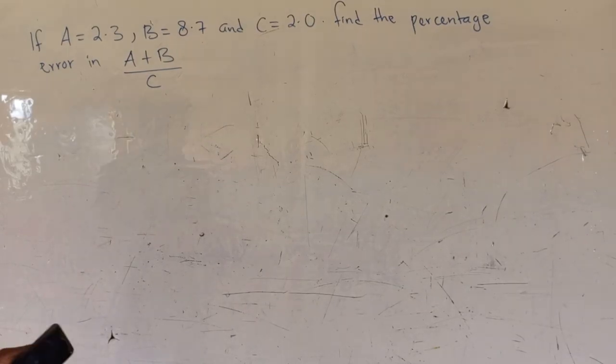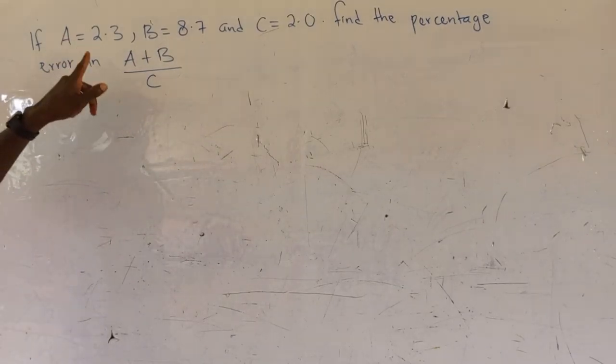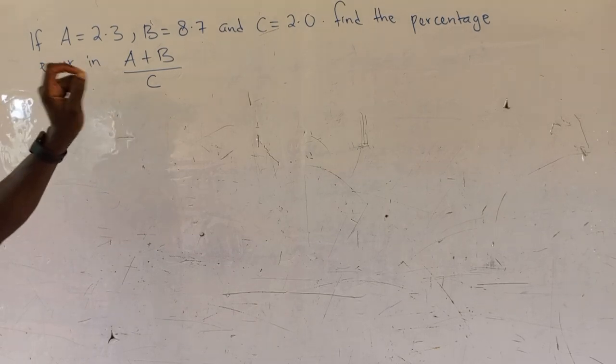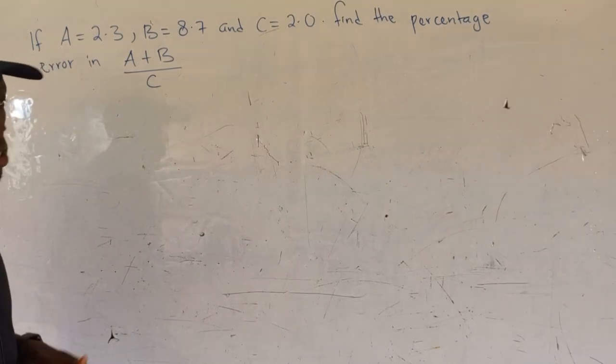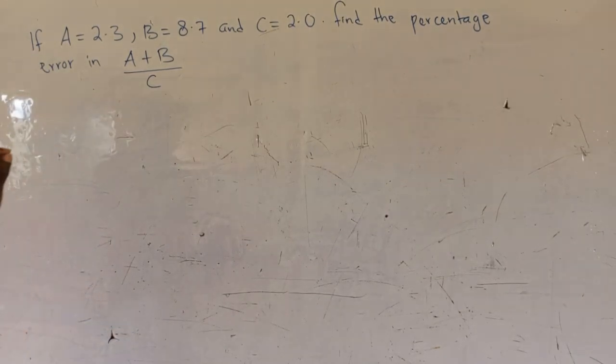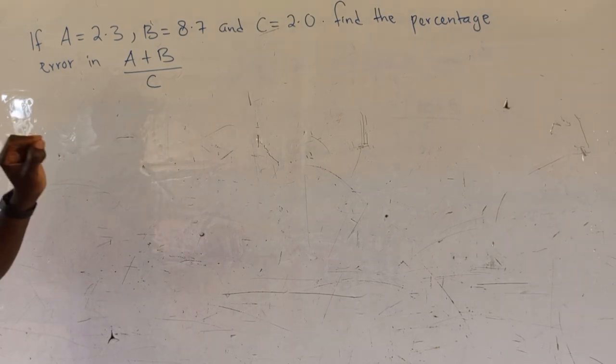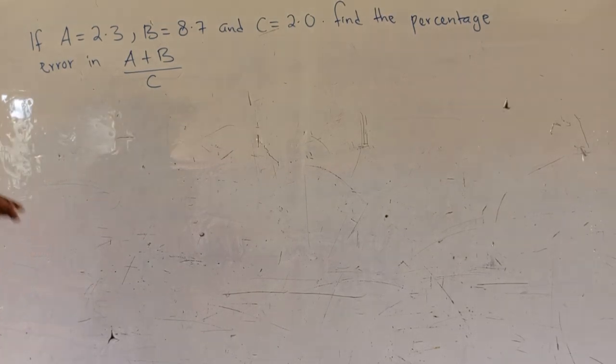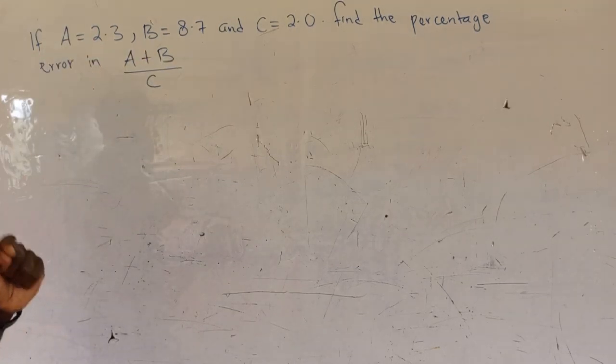So hello, we have this question. We have been told that if A is equals to 2.3, B is equals to 8.7, and C is equals to 2.0, find the percentage error in A plus B divided by C. Now, these are measurements. We need to get the limits of these measurements first.